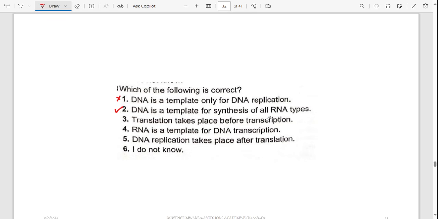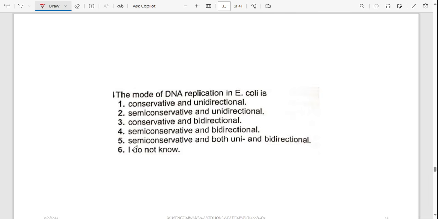Translation takes place before transcription. No, it is after. RNA is a template for transcription. No, remember, in transcription you start with DNA and then you go to RNA. DNA replication takes place after translation. No, it's before.